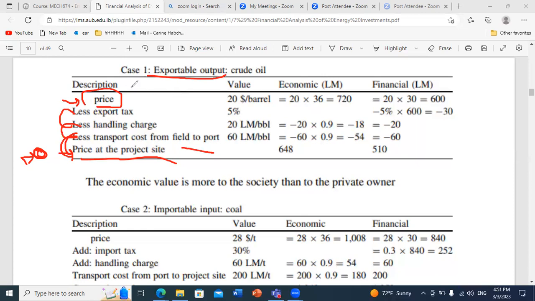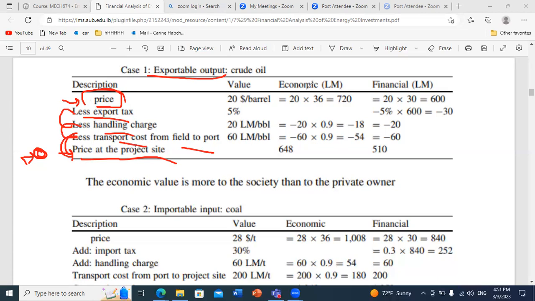And here in this problem, I asked, if we know the final exporting price, what will be the price at the project site? So we know that to find the price at the project site, we should subtract from the final price the different prices, including tax, charge, and transport, in case we are doing financial analysis.